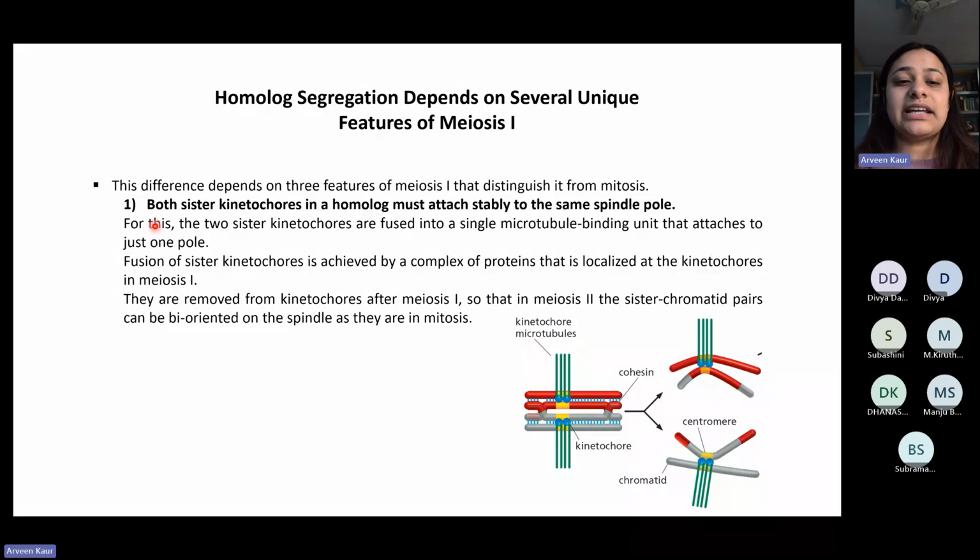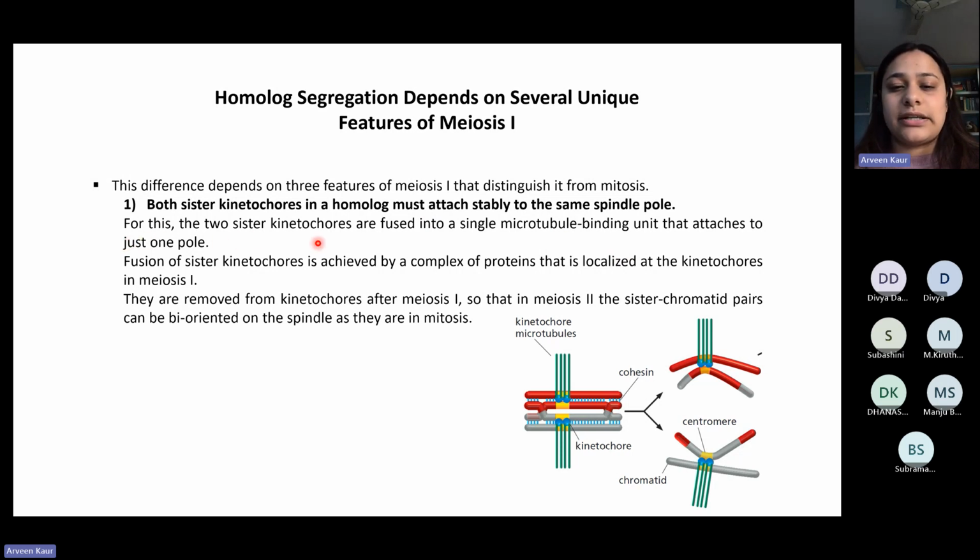The first one is that both the sister kinetochores in a homologue must attach stably to the same spindle pole. Okay, so in mitosis, what we talk about is that the different sister chromatids should attach to different spindle poles so that they are segregated when we are separating this complex, right? But over here, we want the sister kinetochores to attach to the same spindle pole. Right.